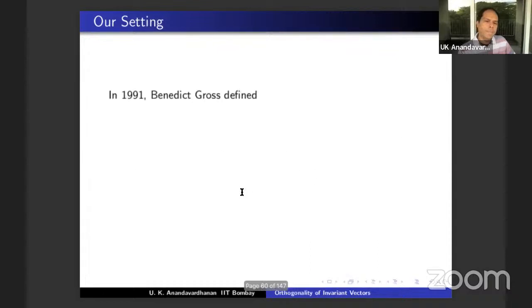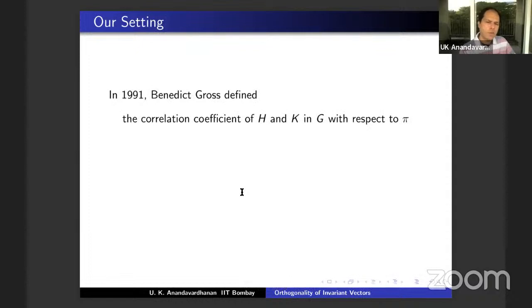And so with all these things, you can define the following object, which was considered by Benedict Gross in 1991. For all compact groups, you can consider this. What he calls the correlation coefficient of H and K in G with respect to pi. And this is nothing but this angle, this inner product. You take the modulus. As you can see, V_H is unique only up to a multiple of absolute value 1. But if instead of V_H you have C times V_H, C comes out, but you are also taking the absolute value, and the modulus of C is 1.